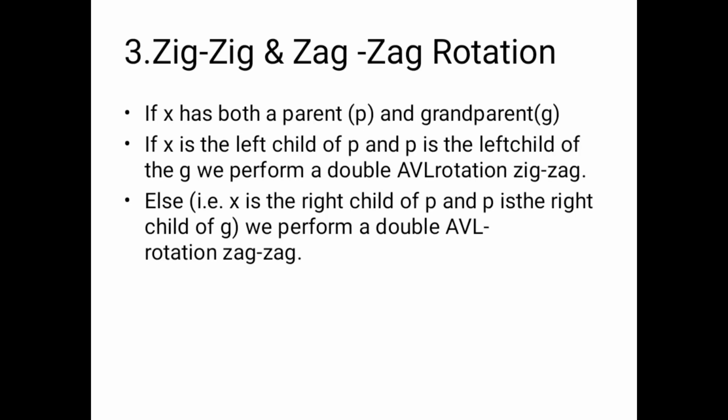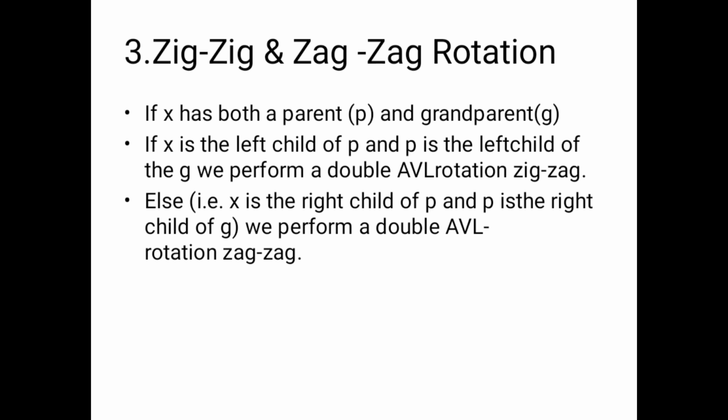Next we have to do the zig-zig and zag-zag rotation. Here we will see the zig-zig rotation. How to check the zig-zig rotation? When do you do the zig-zig rotation? We have to see the condition. If x has both a parent and a grandparent, it means we select a node, and that node has a parent and a grandparent, and we have to see that x is the left child of the parent p and p is the left child of the g. Then we have to perform the double zig-zig rotation. Else we have to do the zag-zag rotation.